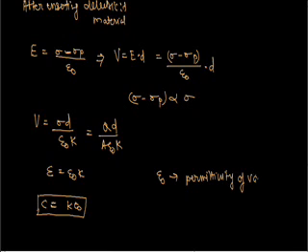And epsilon naught is called the permittivity of vacuum. So this is for today.